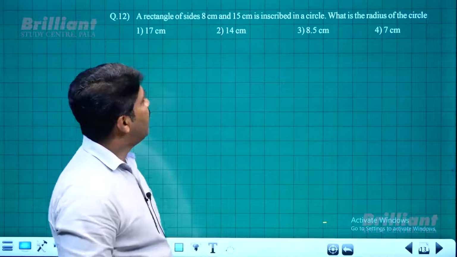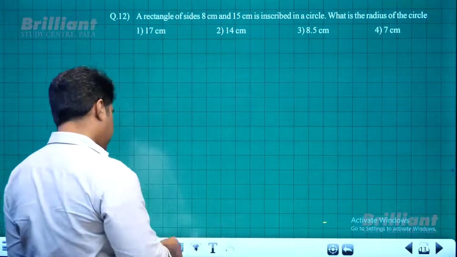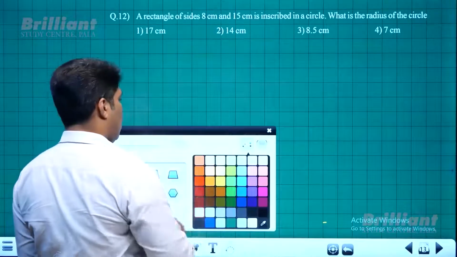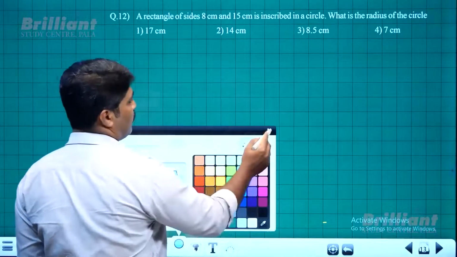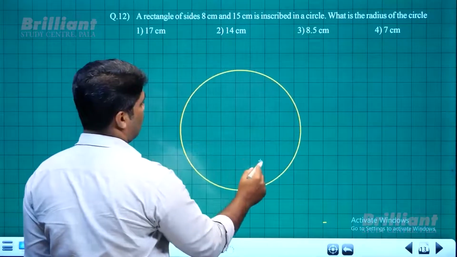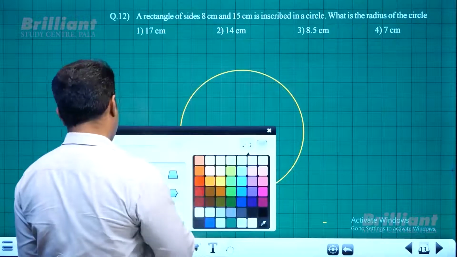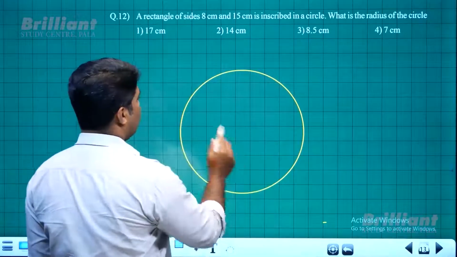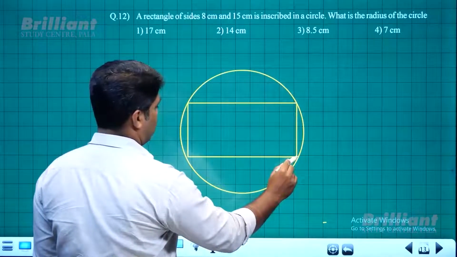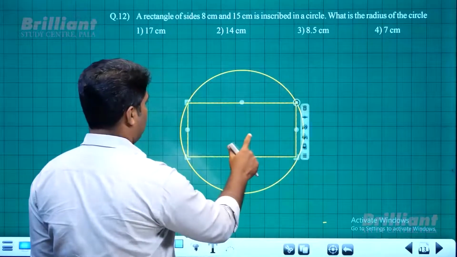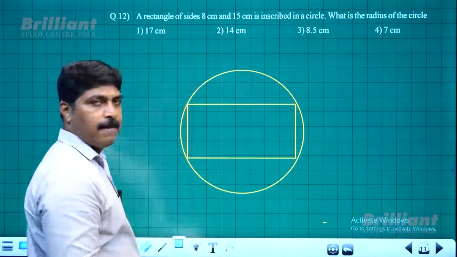A rectangle of sides 8 cm, 15 cm is inscribed in a circle. So what is the radius of the circle? First of all, you just think about the nature or the structure of this figure. So you have to visualize it. First you just consider a circle, correct? And you have to inscribe a rectangle in this figure. So inscribe a rectangle here.